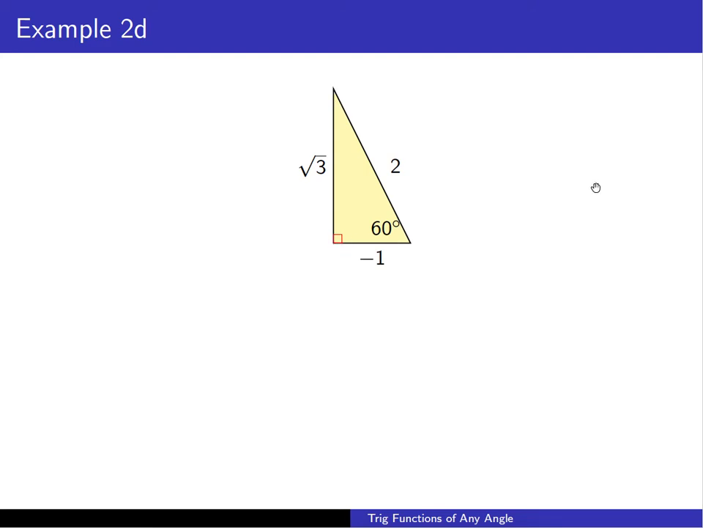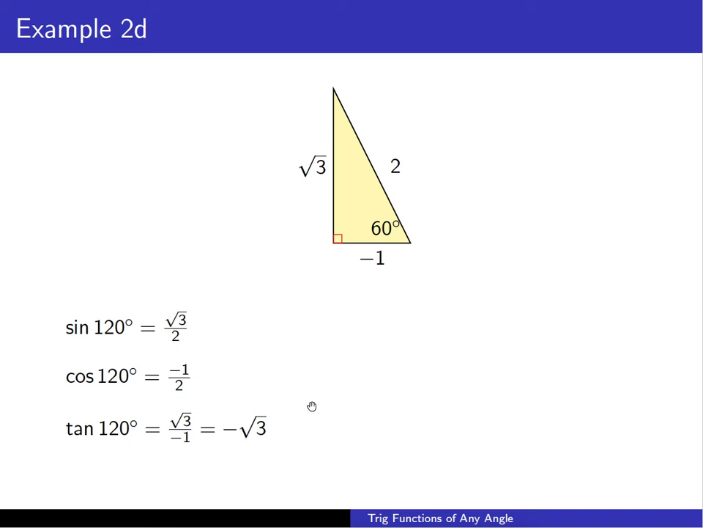So now let's find the big three: sine, cosine, and tangent. First up, the sine of 120 degrees is going to be square root of 3 opposite, y over 2. So y over r, square root of 3 over 2. The cosine of 120 degrees is going to be negative 1 for x over 2 for r. So cosine of 120 degrees is negative 1 over 2, or negative 1/2. The tangent of 120 degrees is y over x, which is square root of 3 over negative 1, or negative square root of 3.